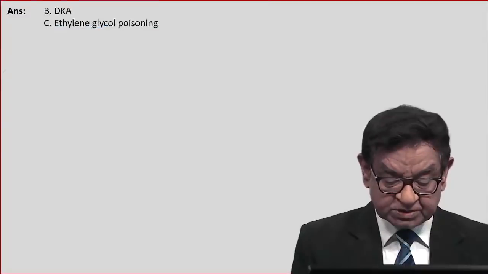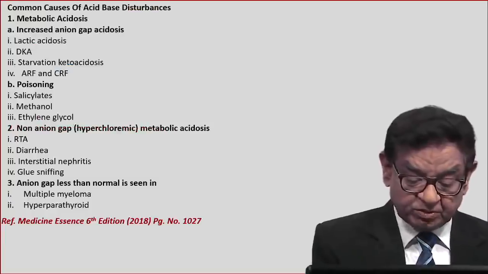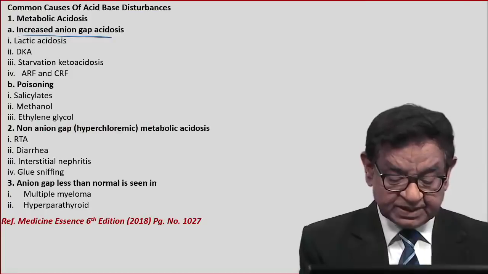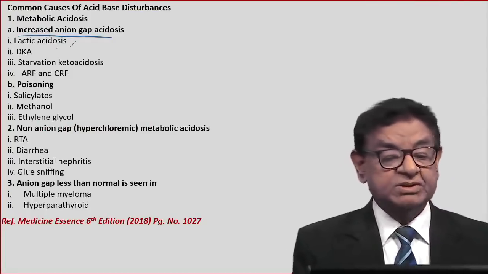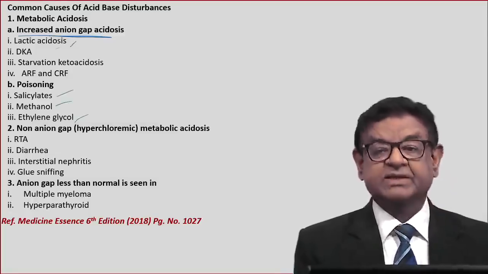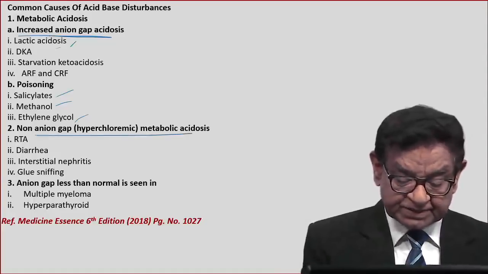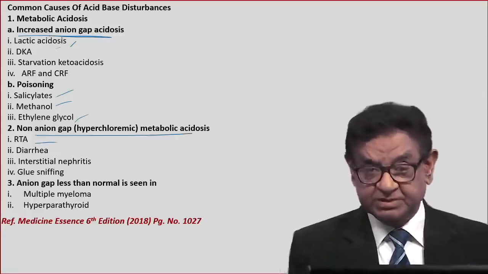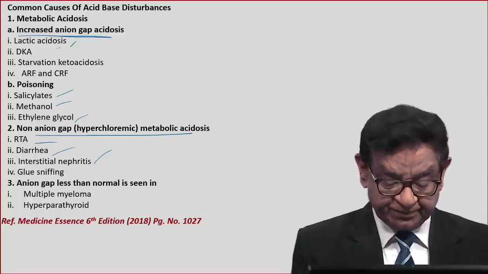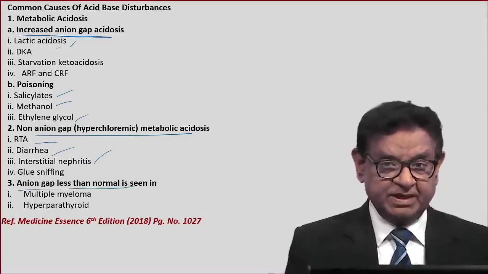So let's see what are the causes of various types of metabolic acidosis. First of all, increased anion gap is seen in lactic acidosis, DKA, prolonged starvation, renal failure, and poisoning: salicylate, methanol or ethylene glycol poisoning. Normal anion gap is seen in renal tubular acidosis, diarrhea, interstitial nephritis, glue sniffing. Anion gap may be less than normal in multiple myeloma and hyperparathyroidism.